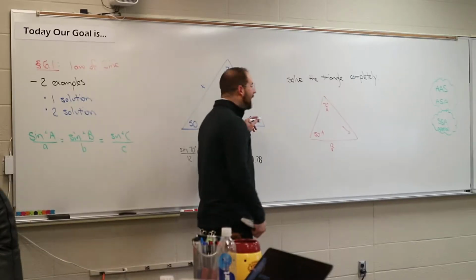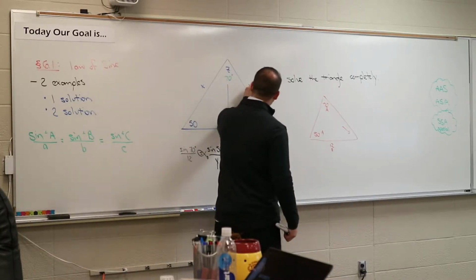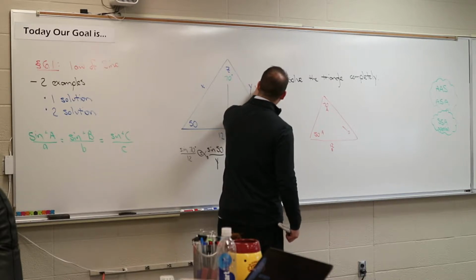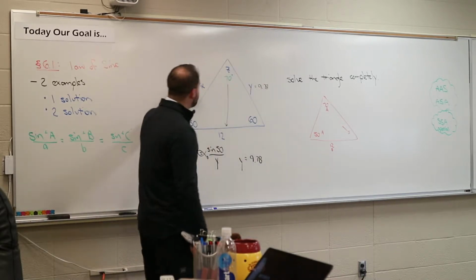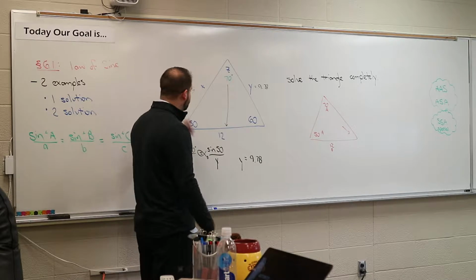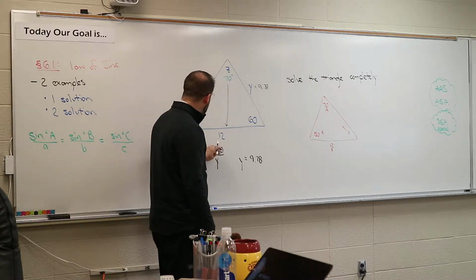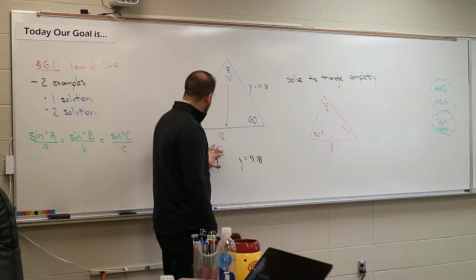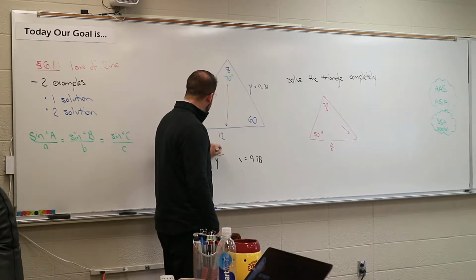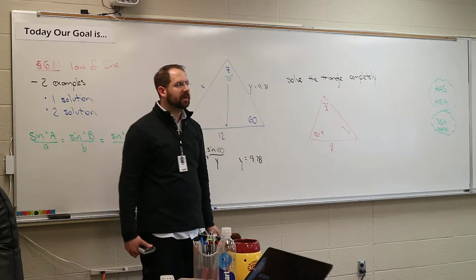So if I'm going to go to the next variable, I had this one, this is 9.78, and that angle is 70. I can now go after the x by doing the same exact math. The only thing I'd have to change would be this part right here. Just replace the 50 with the 60, and now I'm doing the exact same problem again.